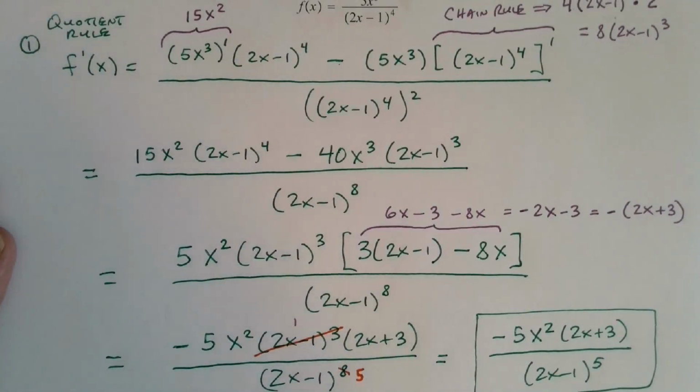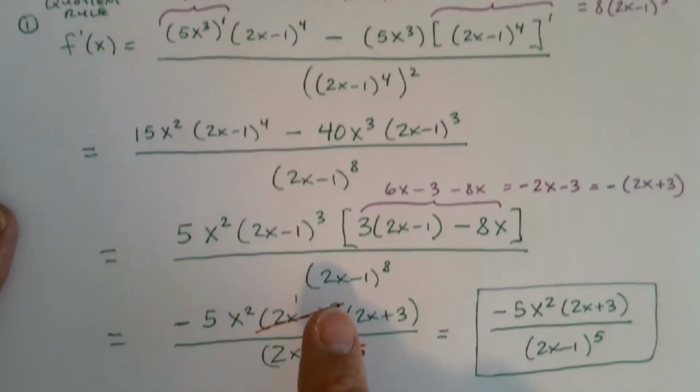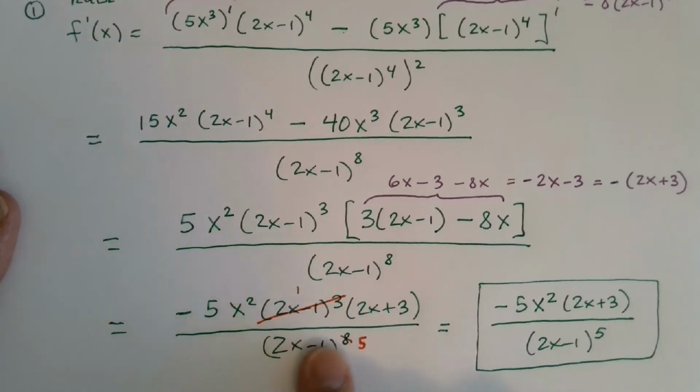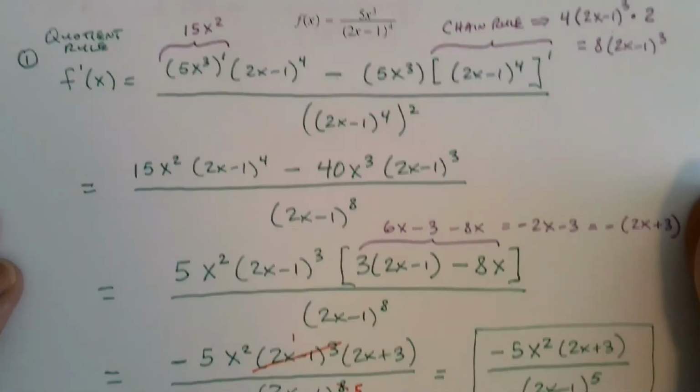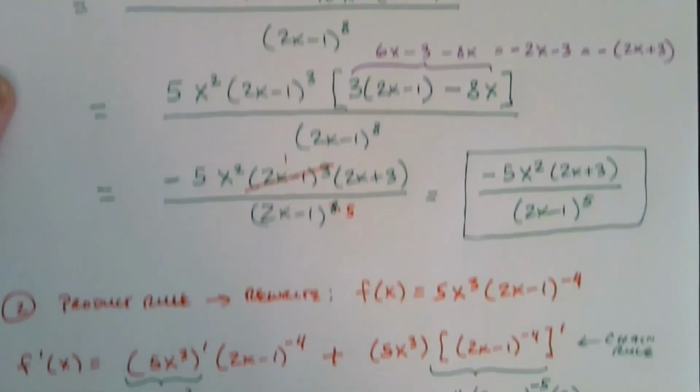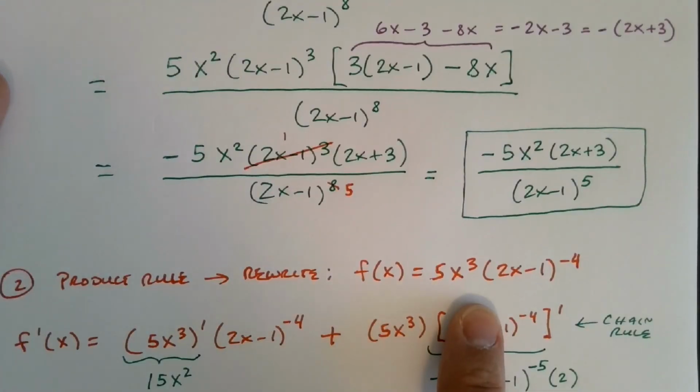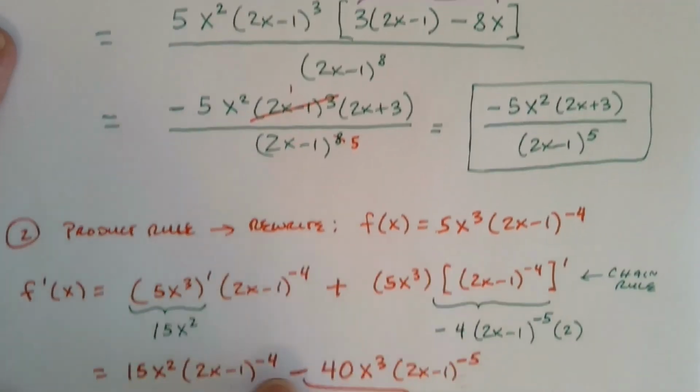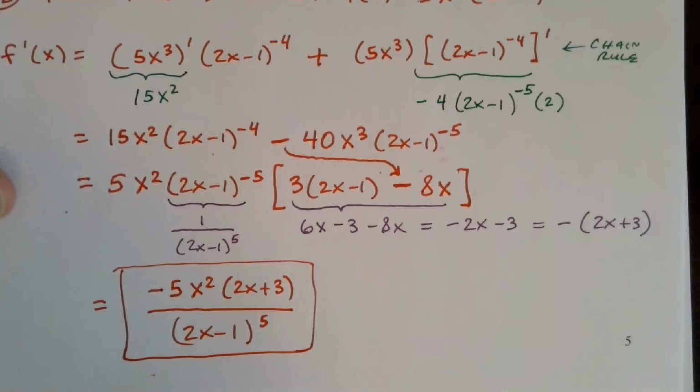Right? We didn't have to worry about those negative exponents in this case. We did have to do a little simplification at the end there to get to this final result. But there was the quotient rule, or we could rewrite it as a product, an equivalent function as a product, and then use the product rule and factor and simplify. Okay. Which method is better?